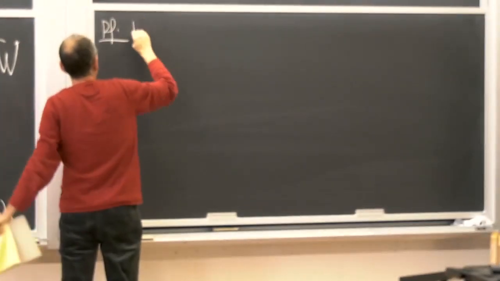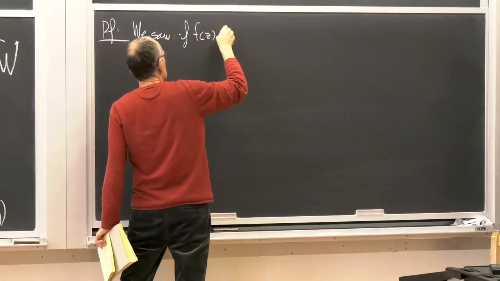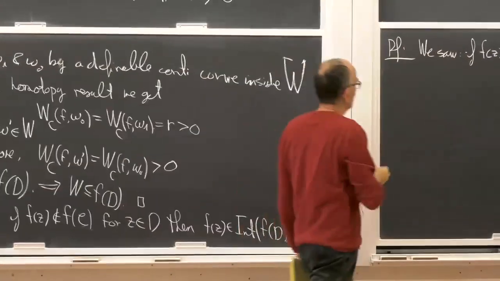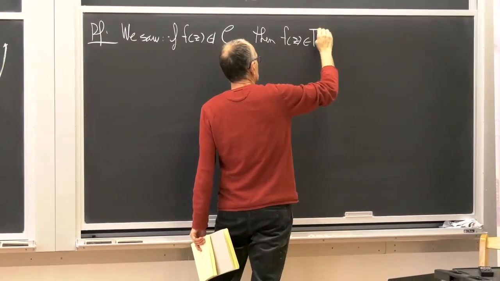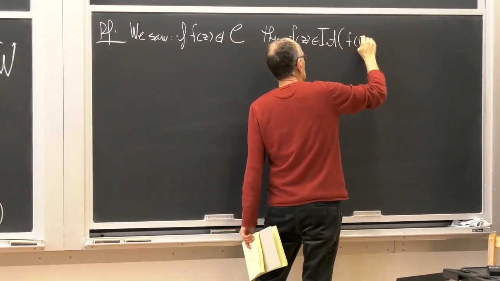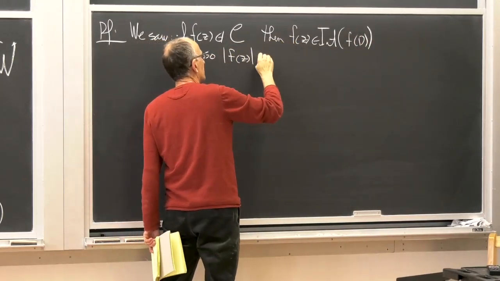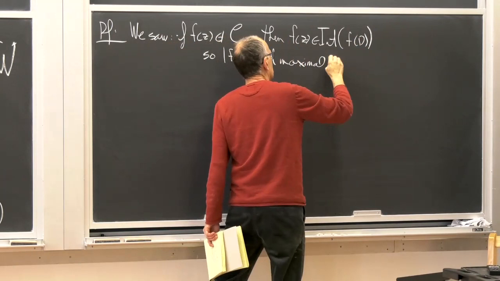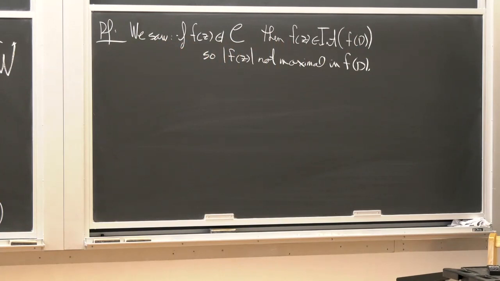Proof. We saw that if F of Z is not in F of C, then it's contained in the whole connected component of K minus F of C. Then F of Z is in the interior of F of D, so F of Z is not maximal, right? There is a whole ball around it which is still in F of D. Okay, next, the identity theorem.